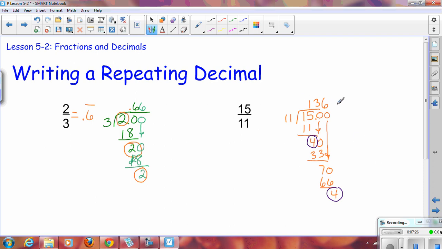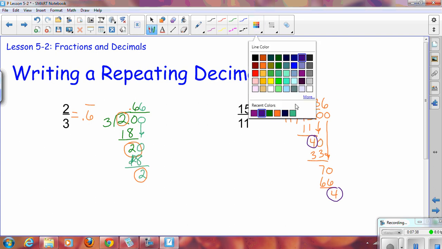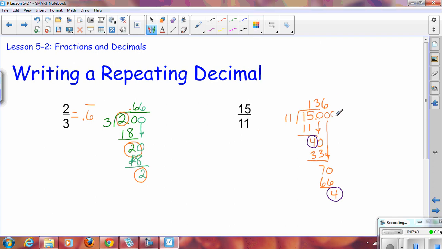Well, what's going to repeat? Is it going to be 136136? Is it going to be 1363636? Is it going to be 1366666? Let's add one more 0 and see what is going to repeat. So we add another 0. We bring it down. It's 40. Okay. 3. Aha! It's going to be 363636. When we subtract, we get 7, which again, we would come up with 6. So 15 over 11 is 1.36, and the 36 repeats over and over again.